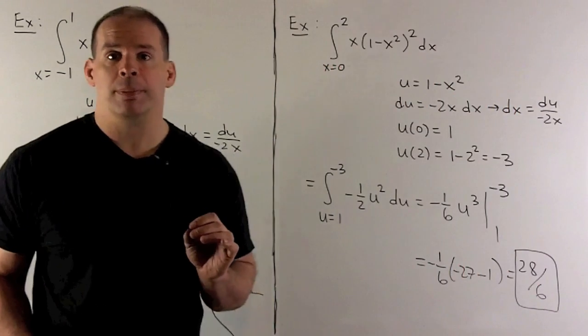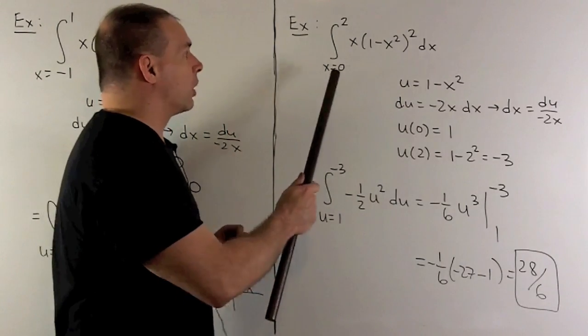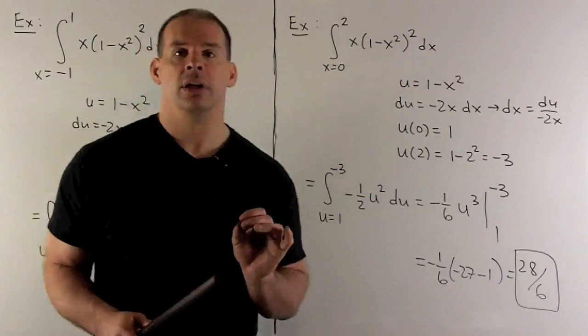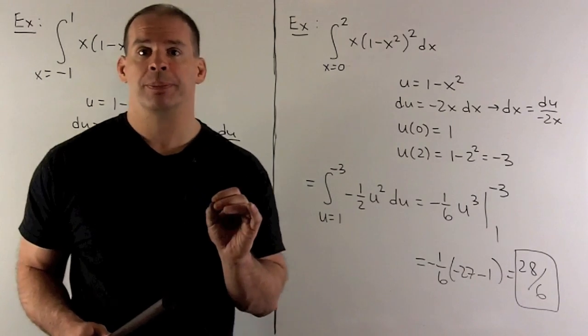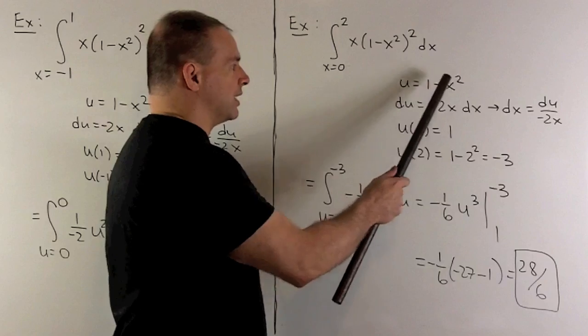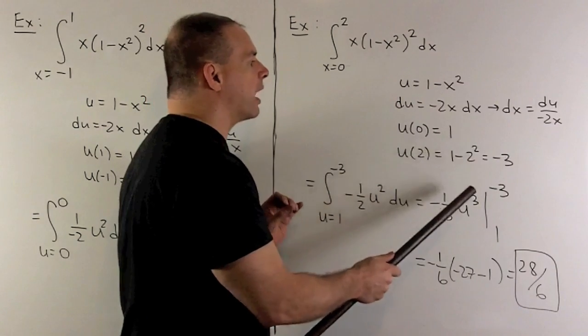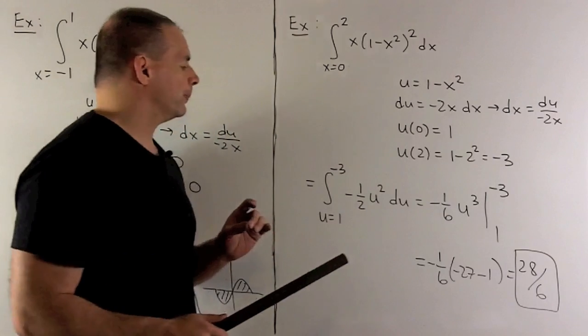For the next example, we'll use the same integrand, except the limits will now go from 0 to 2. We do the same substitution. Here, for our limits, u of 0 is going to go to 1 minus 0, which is 1. Then u of 2 is going to go to 1 minus 2 squared. That gives me a minus 3.